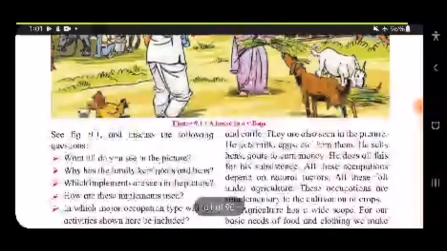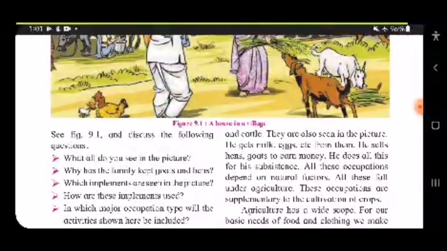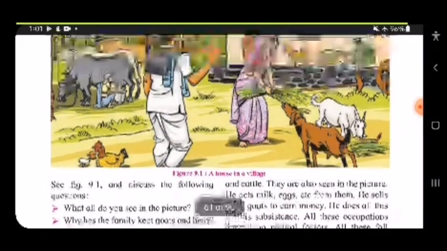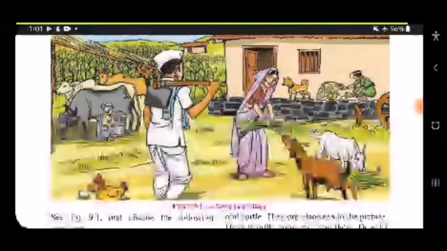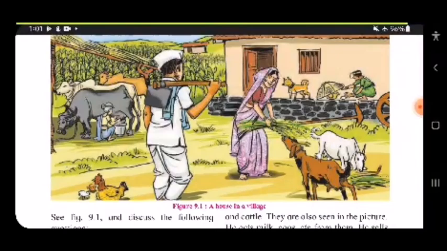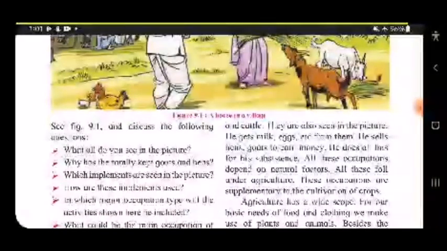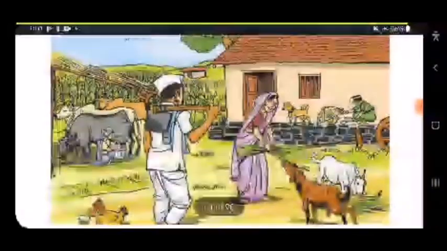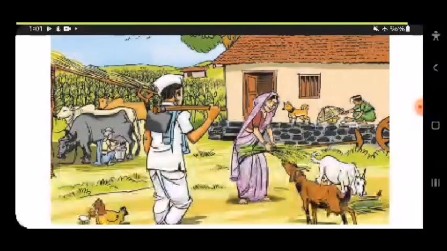The next question says, why has the family kept goats and hens? They have kept goats so that they can get something from them. From the hens they can get eggs, so that's why they have kept them. Let's see the next question. Which implements are seen in the picture? Different kinds of implements we can see, to dig the soil. There are different implements which are required in agricultural work.